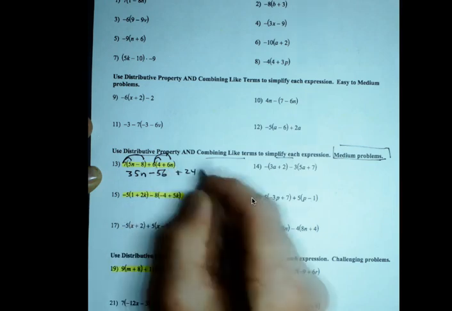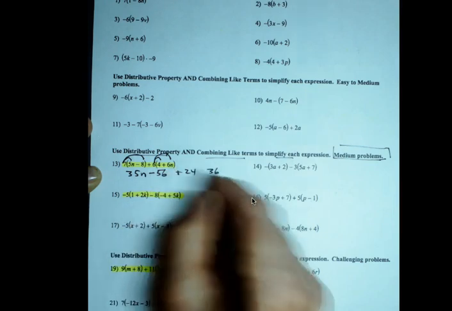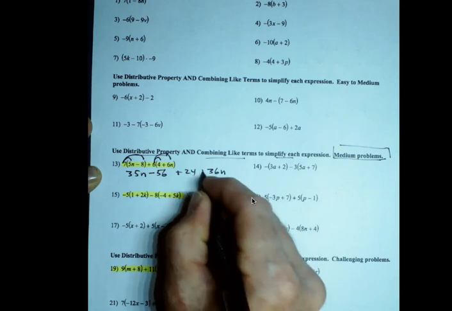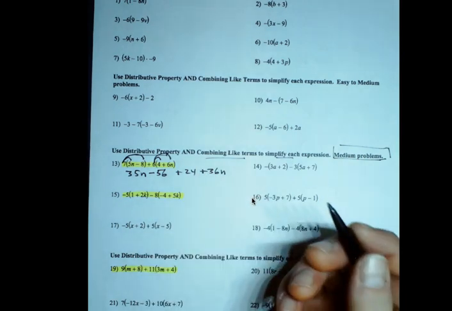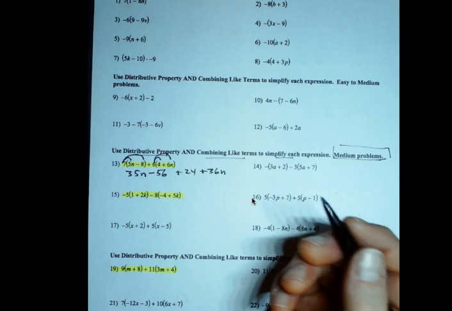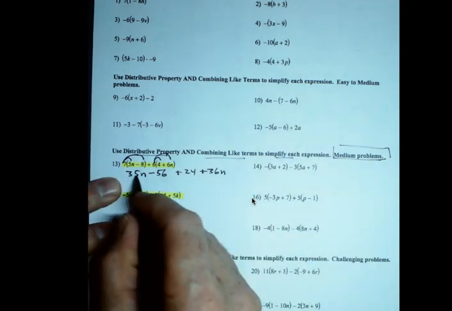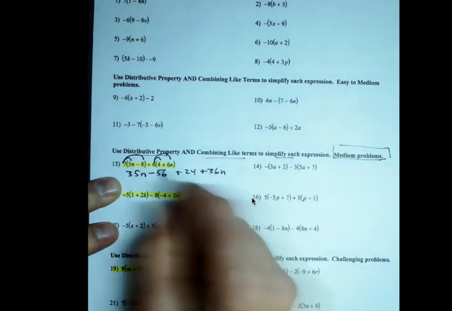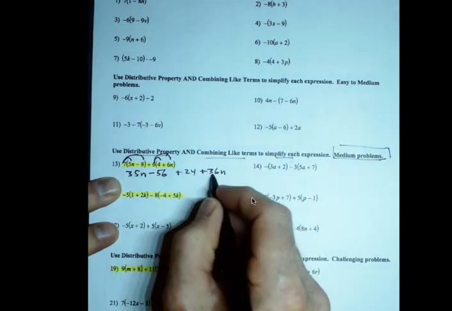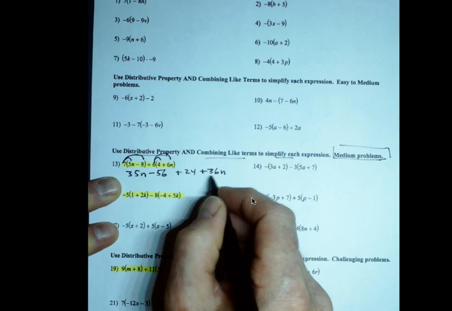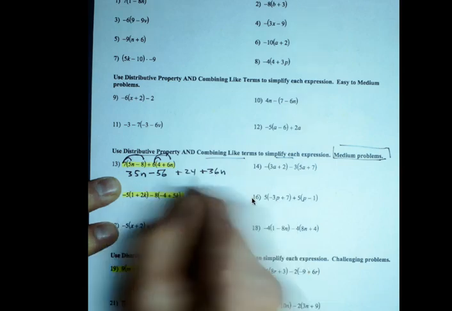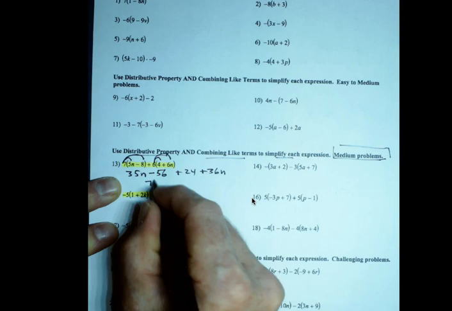Well, 6 times 6 is 36. And there's the n attached to it, so it's really 36n. And that's positive. So now I just have to combine these like terms here. So here I have 35n, and I've got 36n. And they're both positive, so like signs, I'm just going to add those up. So that looks like 71n.